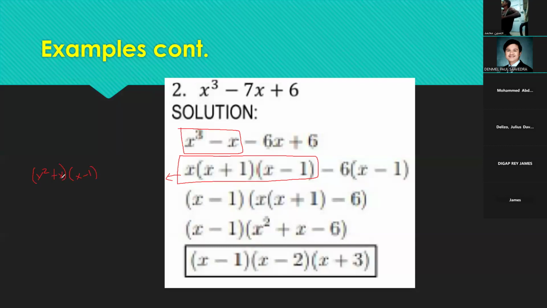So let's multiply once again. x squared times x is x cubed. x squared times negative 1 is negative x squared. Then x times x is x squared. And then x times negative 1 is negative x. As you can see, we can cancel out these terms, retaining the x cubed minus x, which is now the same as this. Okay?